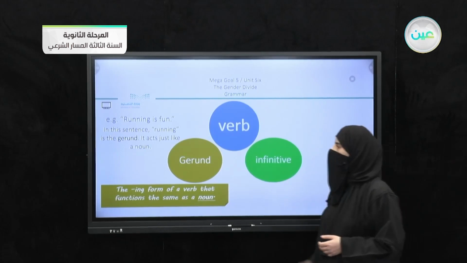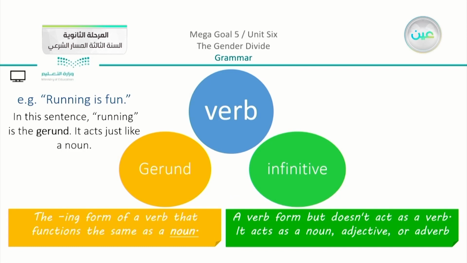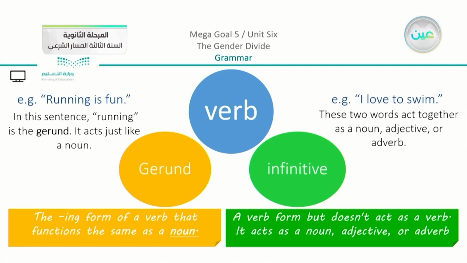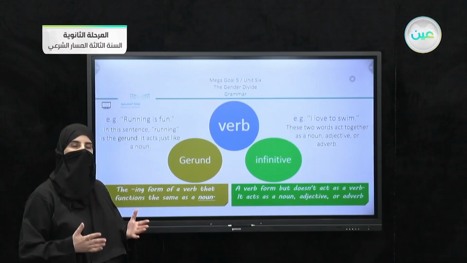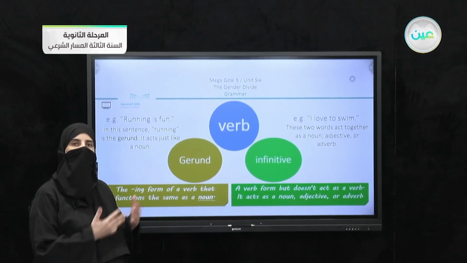On the other hand, we have the infinitive. Now you can see that the infinitive, on the other hand, is a verb form, but doesn't act as a verb. It acts as a noun, an adjective, or an adverb. To see that, we have an example here. I love to swim. These two words act together as a noun, adjective, or an adverb. So love is going to be the verb, but I do have to swim as the noun, the adjective, or the adverb. So basically, it depends on the sentence.